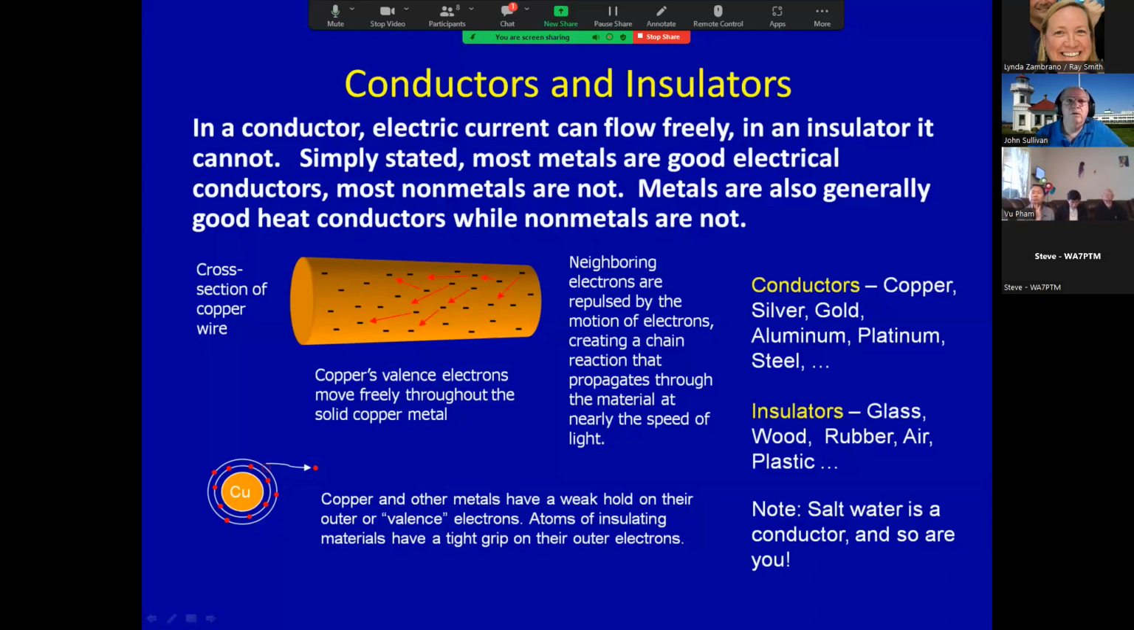Good conductors have a weak hold on what are called their valence electrons, their outer electrons. They can break loose and move to another atom. And that creates current flow when they do that. Good conductors have those free valence electrons. Insulators do not. So your good conductors are things like copper, silver, gold, aluminum, platinum, steel, the metals, right? Insulators are things like glass, wood, rubber, even air is a good insulator, I mean.